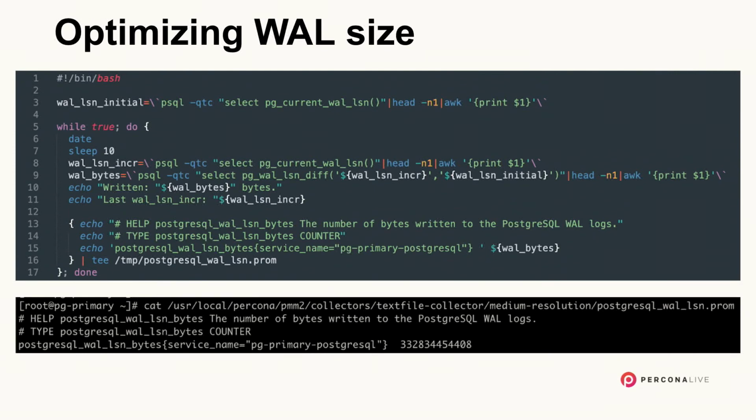We are going to do an infinite loop. We are going to sleep every 10 seconds because we can do that because we are using medium resolution. And then we're going to say, okay, this is the new LSN, and this is going to be the difference from our first take that was this, and our current one. So now we can know how many bytes were written in this period of time.